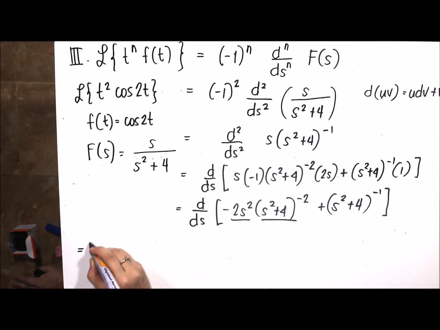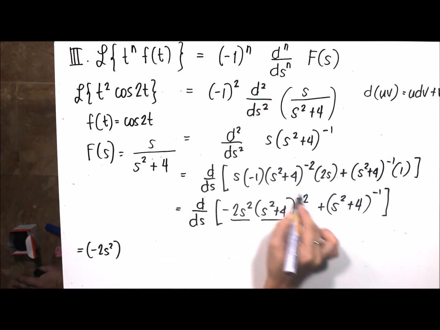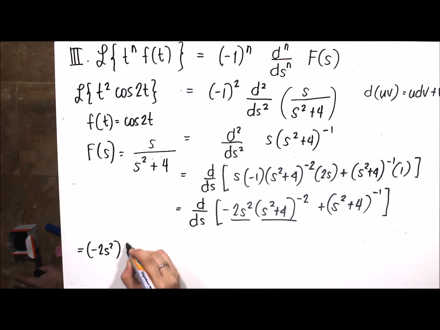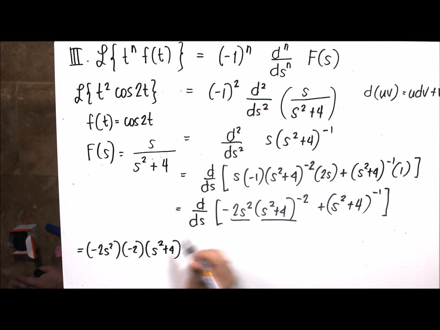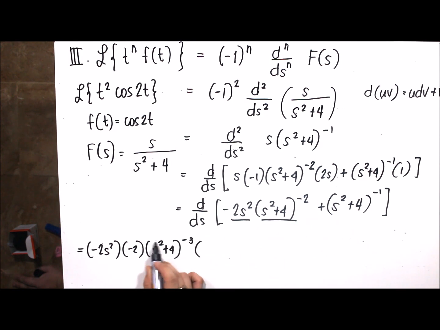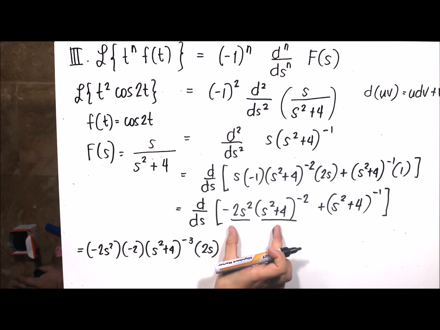So u, negative 2s squared. Derivative nito. So quotient, power rule ulit. Bring down negative 2. Copy the base, s squared plus 4, minus 1 sa exponent, kaya magiging negative 3 na siya, times derivative ng base. So, you have 2s. Di ba tayo tapos dito?